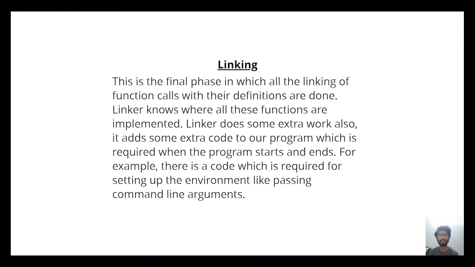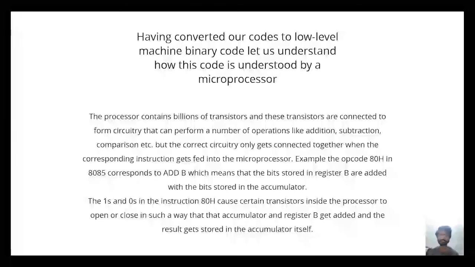Linking. This is the final phase in which all the linking of the function calls with their definitions is done. The linker knows where these functions are implemented. The linker does some extra work also. It adds some extra code to our program, which is required by a program to start and end. For example, there is code required for setting up the environment and passing argument lines.